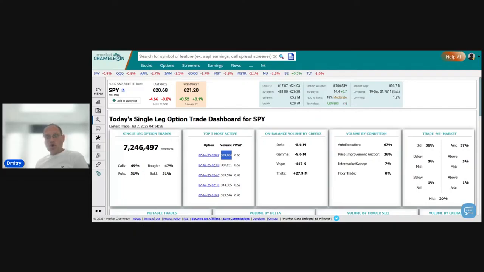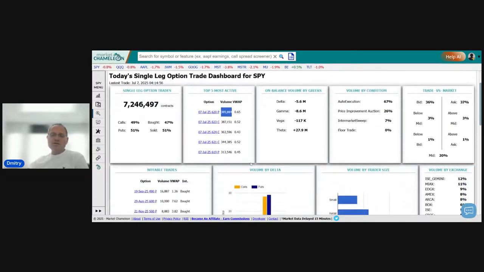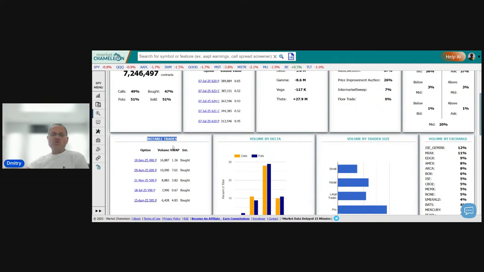But if we're looking for notable trades, besides looking at the most active options, what if our curiosity is about some notable large trades in the single leg? Were there very large trades, and where were they? So I'm going to scroll down here, and these are the five most notable trades that we spotted. One big one was in the September 19th expiration 490 put, and that was 16,887 contracts for a VWAP price of $1.36.